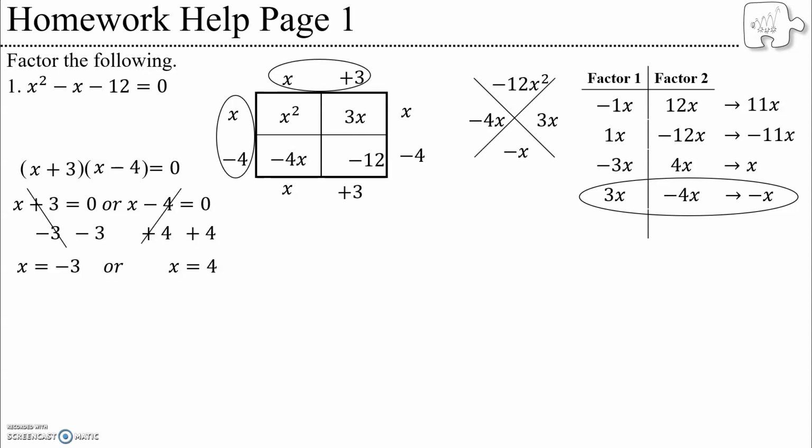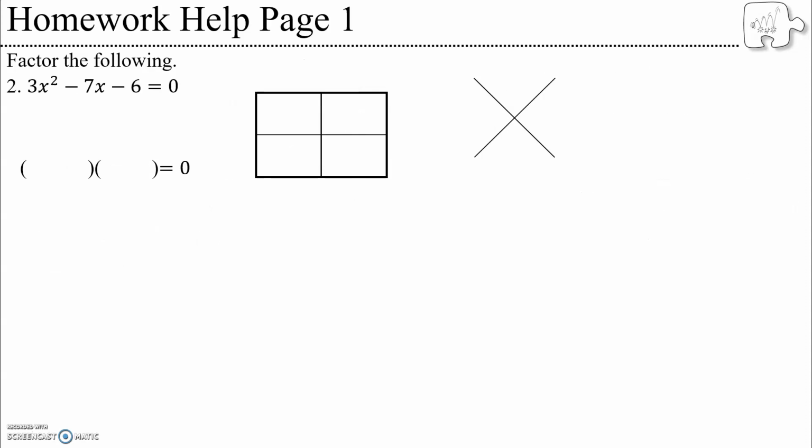So, moving on to the next problem. Right, so it's the same situation. Now we're on problem 2. So we set it up the same, right? 3x squared minus 7x minus 6. So the first term and the last term, 3x squared and minus 6. Multiply these two together, you get negative 18x squared. The middle term goes down on the bottom.